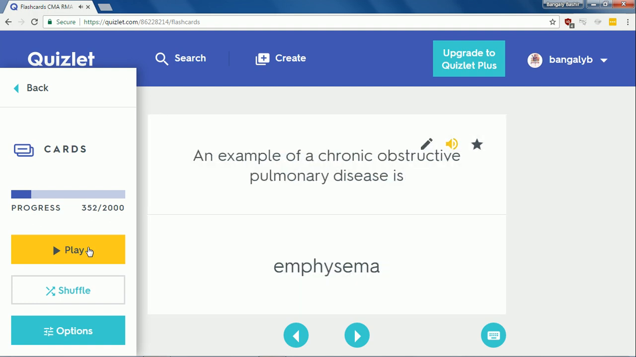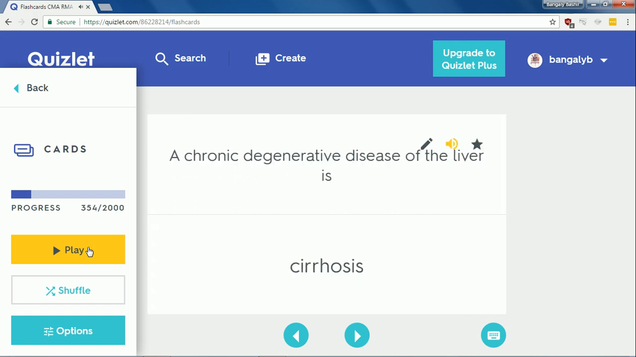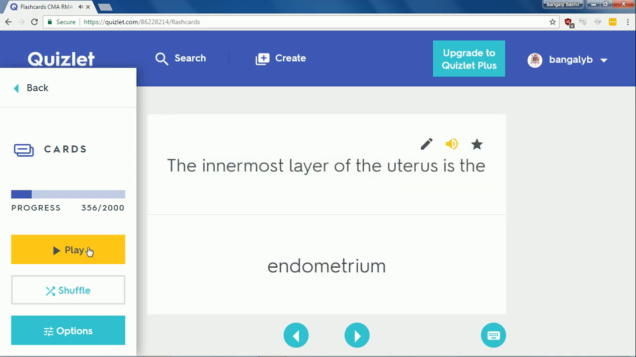An example of a chronic obstructive pulmonary disease is emphysema. A portion of the large intestine is the sigmoid. A chronic degenerative disease of the liver is cirrhosis. The tube that permits urine to pass from the bladder to the outside of the body is the urethra. The innermost layer of the uterus is the endometrium.